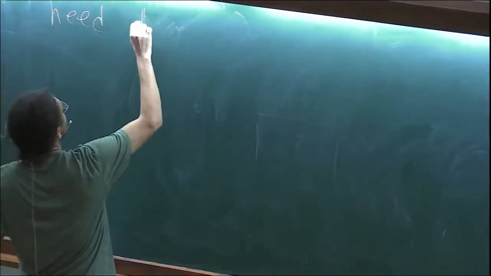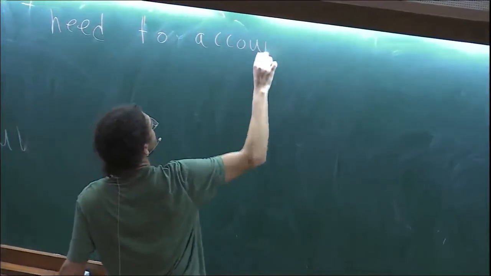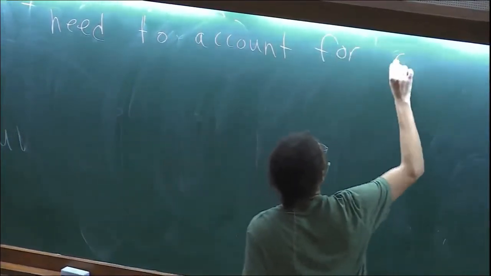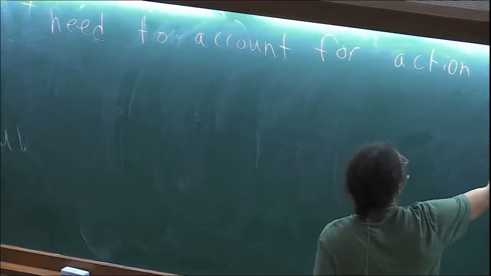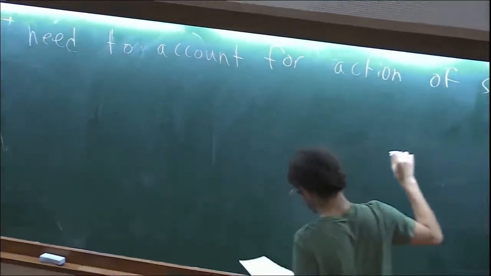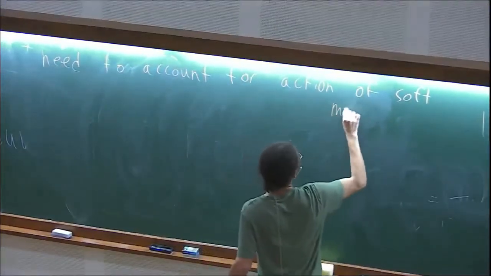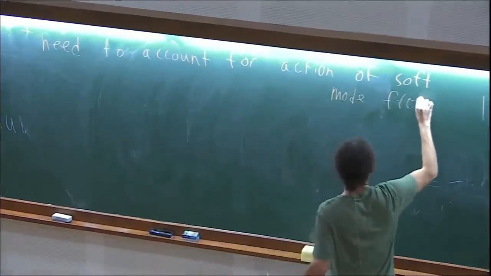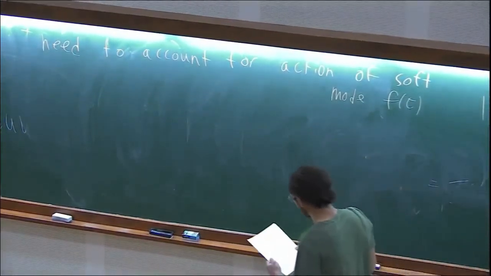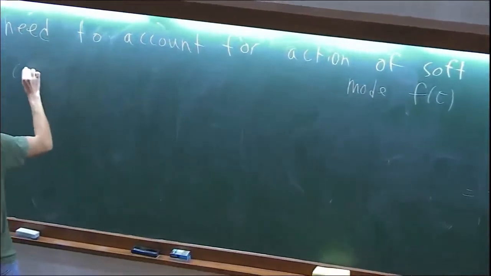So we're going to call this the soft mode. I believe Kitaev called this the soft mode, this mode of f of tau. So we need to account for it. We want to compute the cost, the action cost.